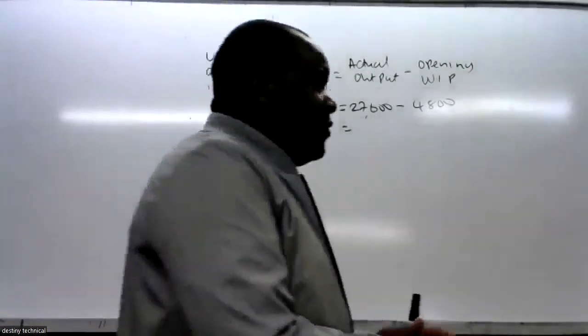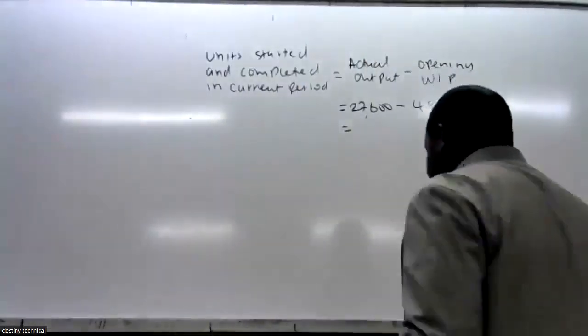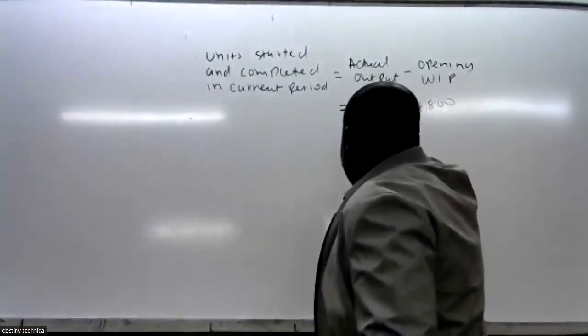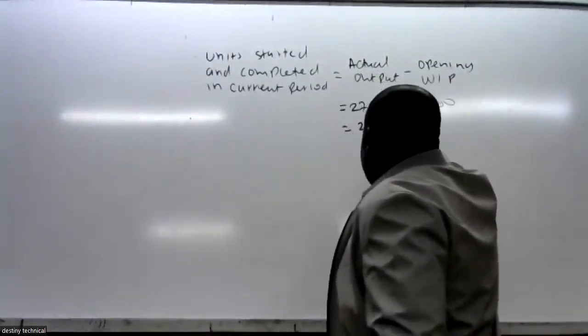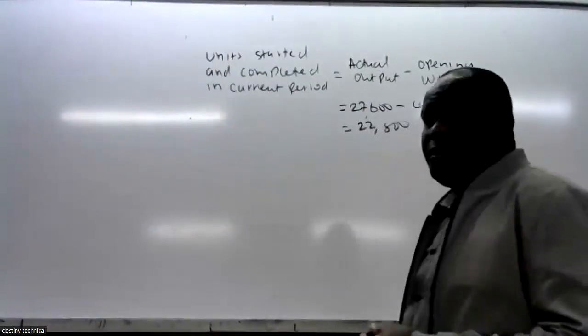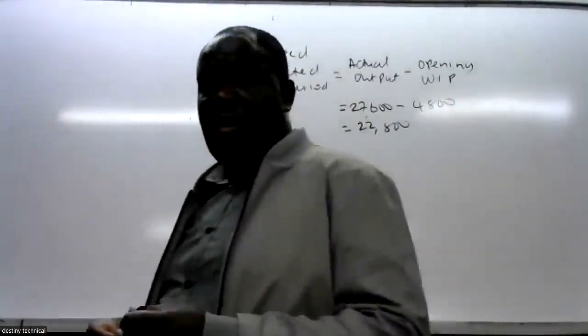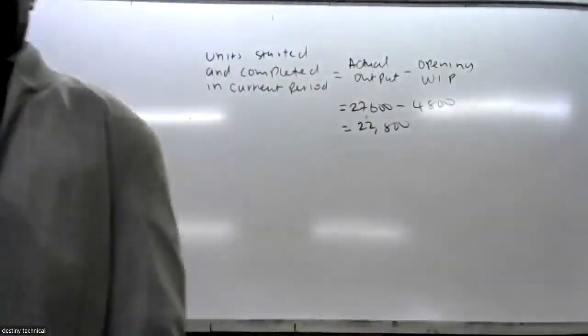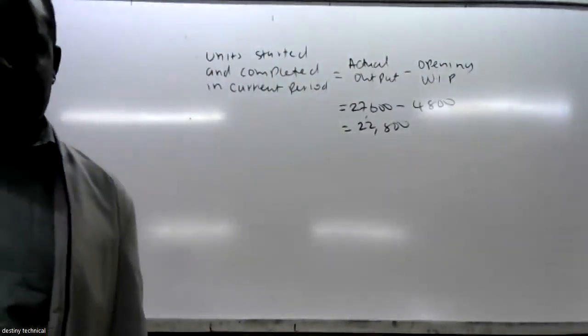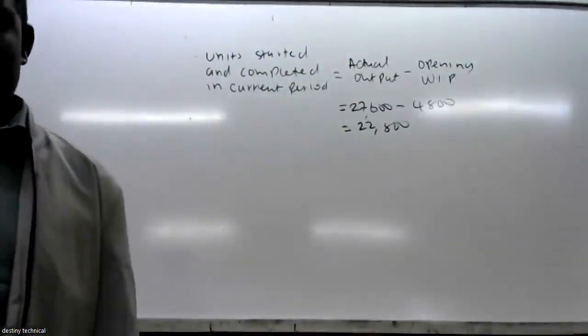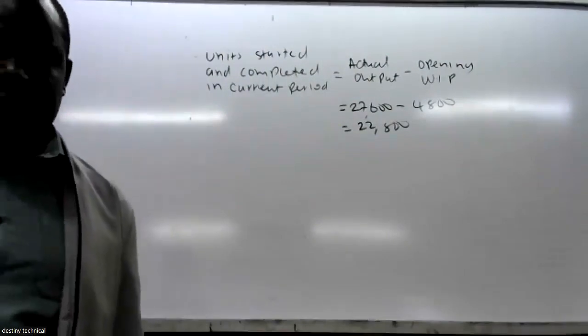So you get 22,800. So it will be able to give you 22,800 units. So that is now meant to be our step number 2. So after step number 2, now we go to step number 3.